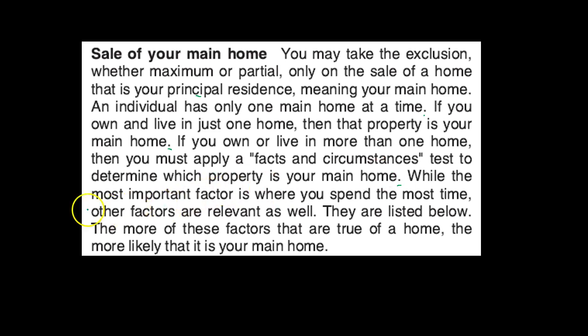Back to the text. While the most important factor is where you spent the most time, other factors are relevant as well. So typically, of course, it would be, well, where do you spend the most time? Where do you actually spend the time, in essence living in your home or your principal place? But there are other factors as well. They are listed below. The more of these factors that are true of a home, the more likely that it is your main home. So when you're considering the exclusion, of course, we want to make sure that more of these are true, and we want to have evidence for that so that we can take the exclusion and be able to explain why this is our main home, and therefore we qualify for the exclusion. So these are some factors.